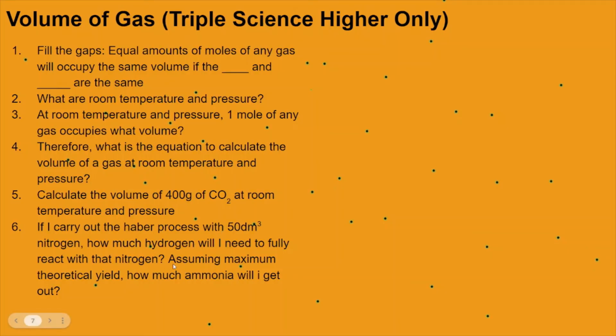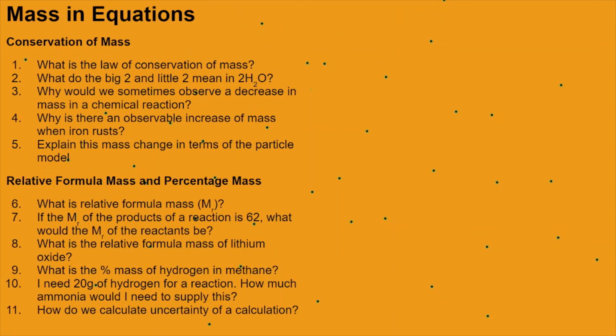And then, assuming maximum theoretical yield, how much ammonia will I get out? Well, we can do exactly the same thing. Ammonia, we have 2 moles of it, so we can times this by 2. In our maximum theoretical yield, in our perfect world, that's never actually going to happen, we would get 100 decimeters cubed. So we really are done now.